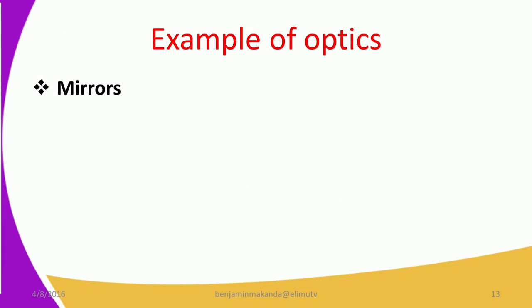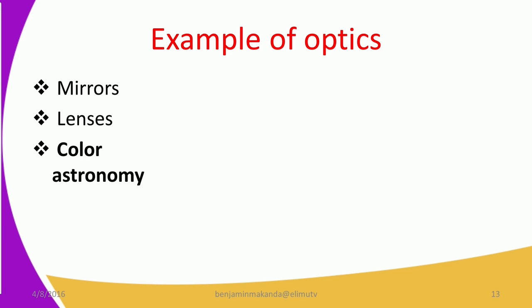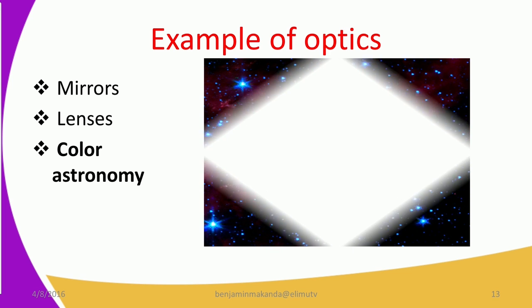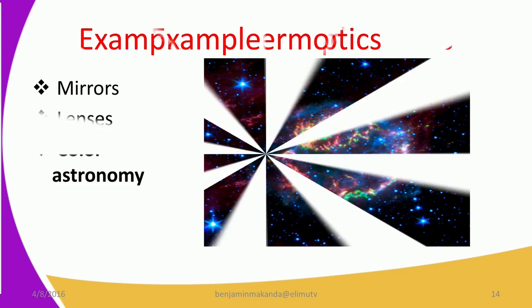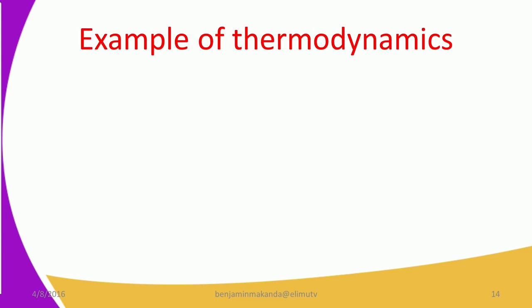Examples of optics are mirrors, lenses, color astronomy, and here we pick on the color astronomy. Physics study the behavior of colors, and you know light is just a collection of color, so that when you take this color and then you separate them, you will be studying what we call color astronomy, and you're able to see it from the diagram here.